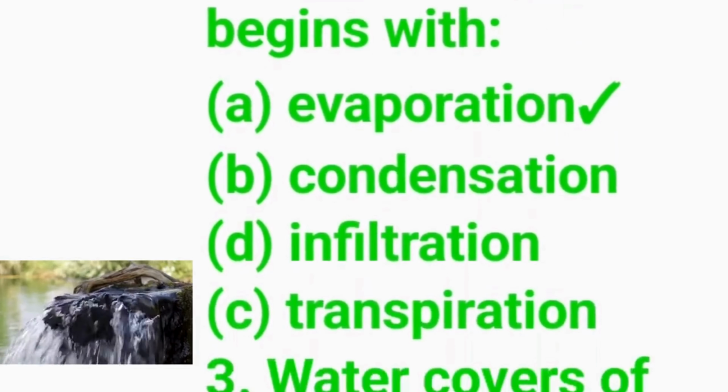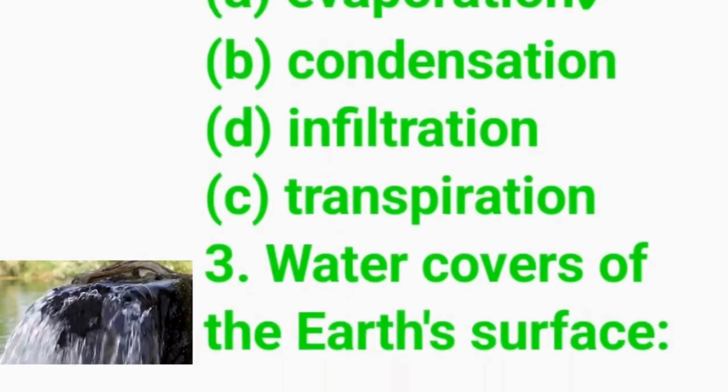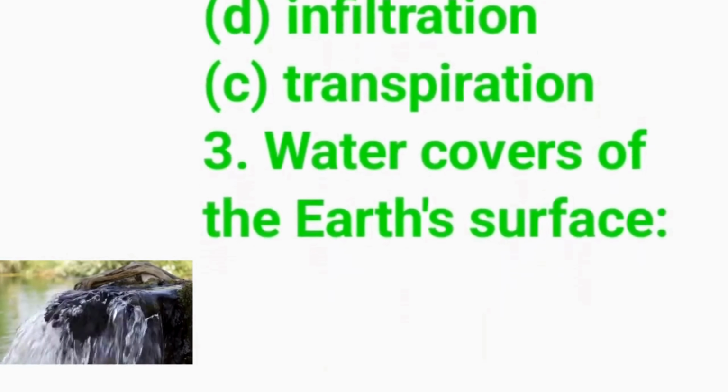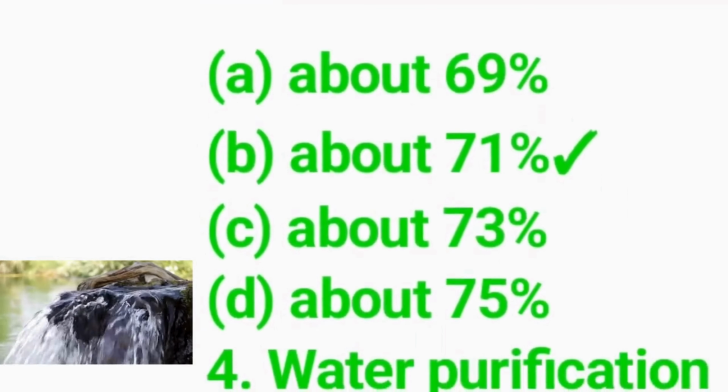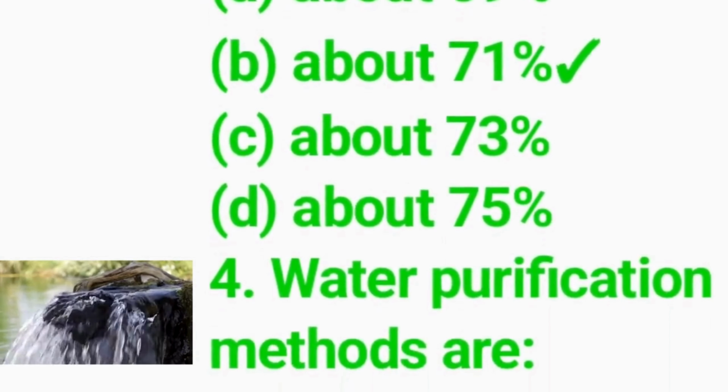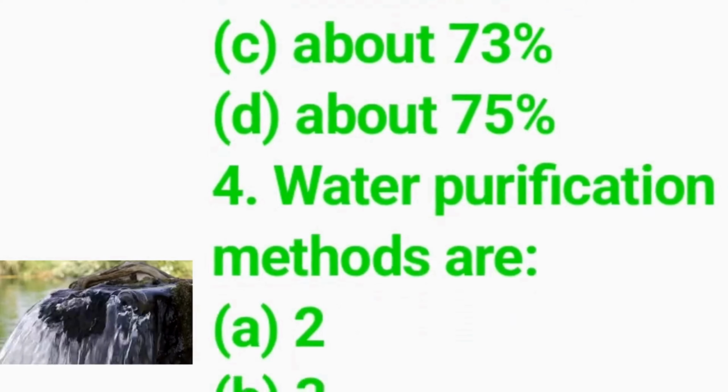A. Evaporation, B. Condensation, C. Transpiration, D. Infiltration. 3. Water covers of the Earth's surface: A. About 69%, B. About 71%, C. About 73%, D. About 75%.